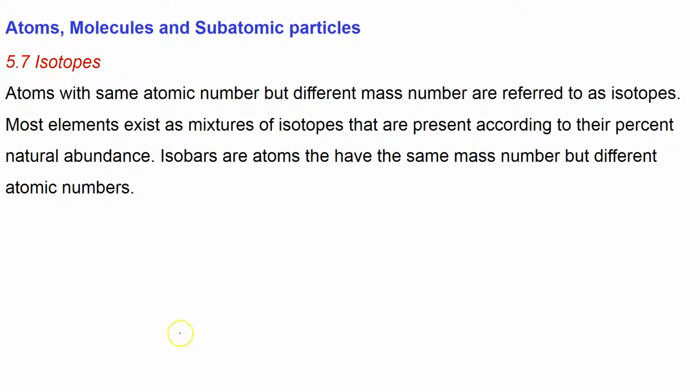So isotopes are atoms that have the same atomic number but different mass numbers. Isobars are atoms that have the same mass number but different atomic numbers. Most elements exist as a mixture of isotopes, and that mixture will have characteristic proportions. The percentage of each isotope is referred to as the natural abundance of that isotope.